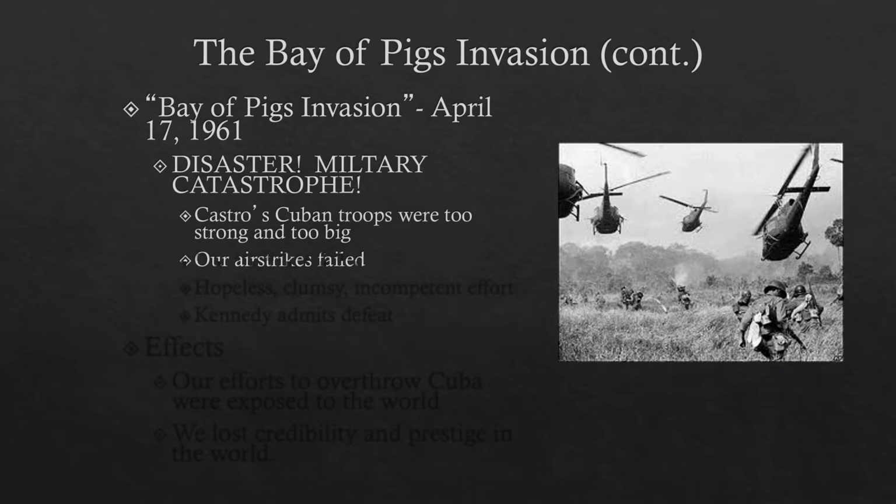So the exiles, the Cuban troops that the CIA had trained, were ill-equipped. The airstrikes did not come on time. So these poor Cuban exiles are basically fighting blind. The locals that they thought were going to help the effort didn't participate because they were so scared of Fidel Castro. And then on top of that, Castro's military was way too big and way too strong. This was a complete disaster, hopeless, clumsy, and incompetent.